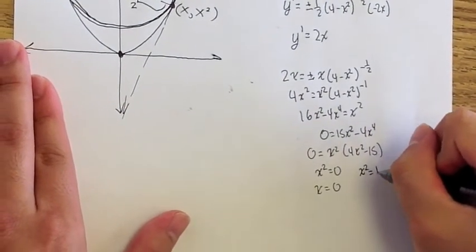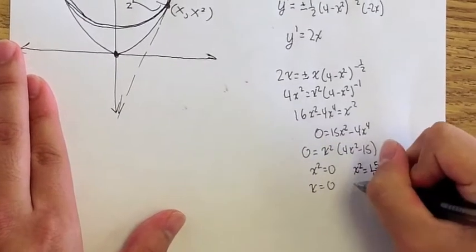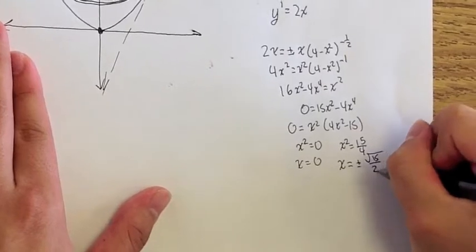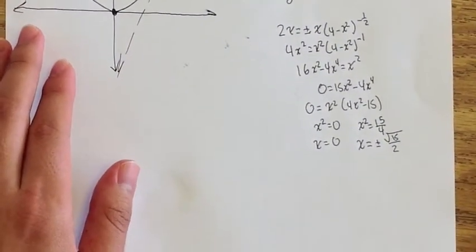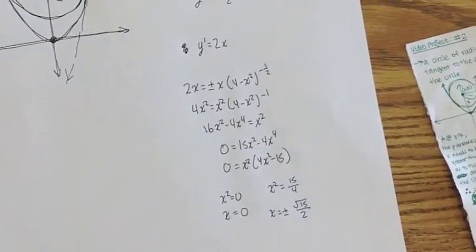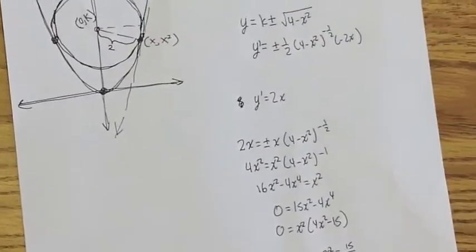We can rule out the x equals 0 point because that would only work if the radius of the circle was 0, which isn't actually possible, leaving us with an x value of plus or minus root 15 over 2. Okay, so now we have to look at the restrictions of our x coordinate.